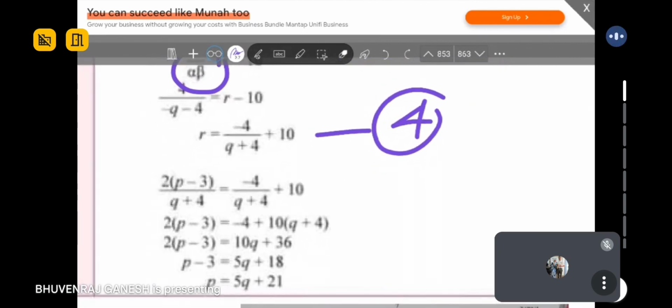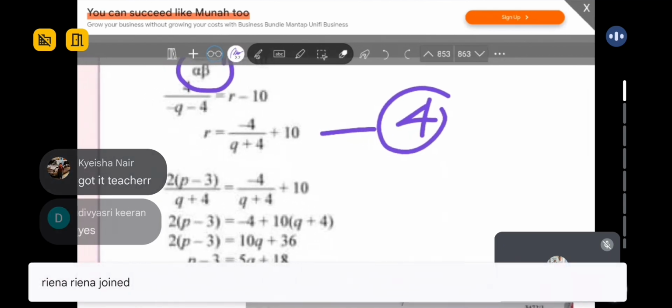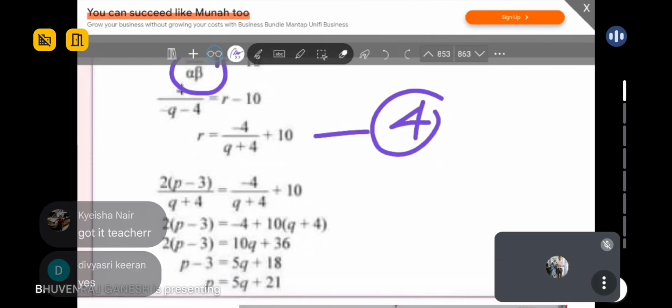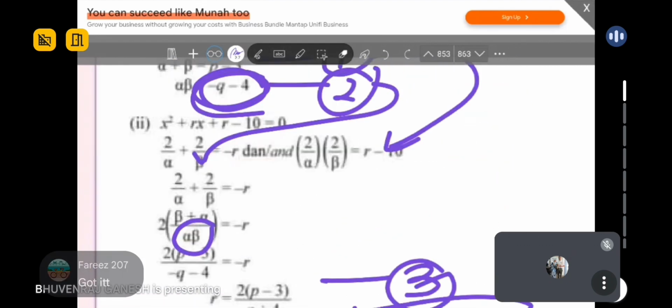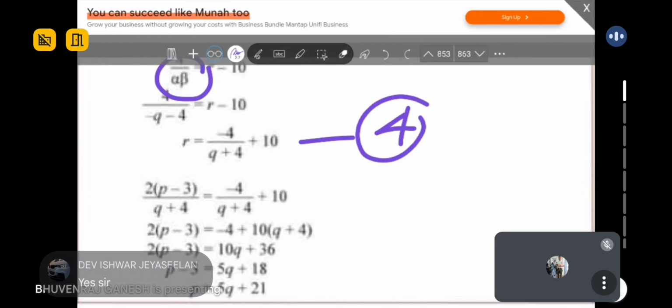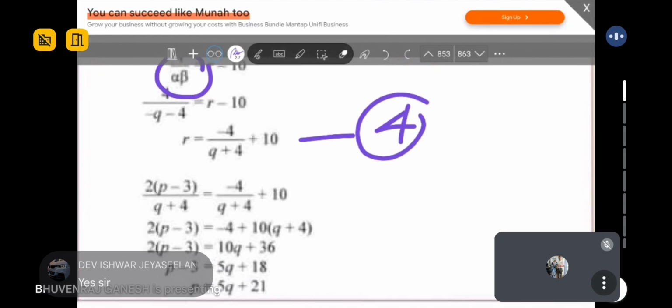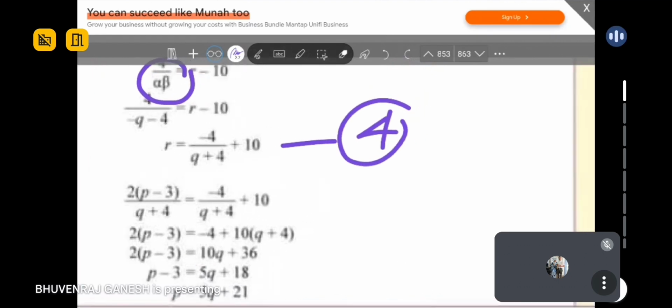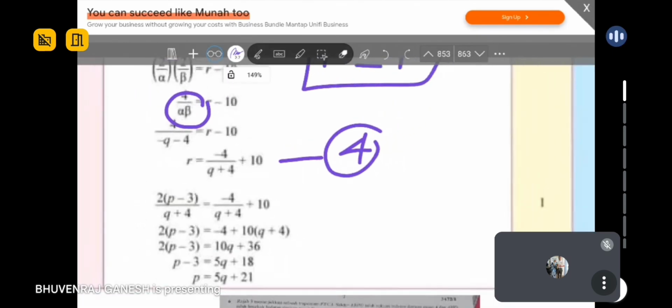Are you clear guys? Can you get the method? The only thing you need to be careful of here is algebra. There is a lot of algebra here. The concept is easy, but you must avoid careless mistakes, because only careless mistakes can stop you from getting the right answer. Nothing else. So just be careful.